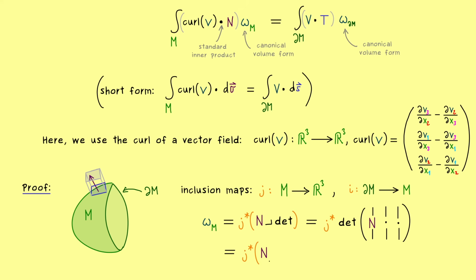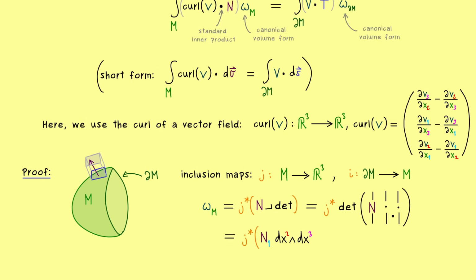Then we get a whole sum out, and for example the first part would look like n1 times the subdeterminant here in the right bottom corner. And this 2 times 2 determinant can actually be written as dx2 wedge dx3. This combination here gives us exactly the correct components out.